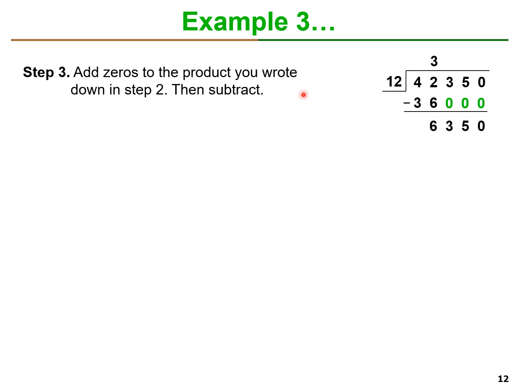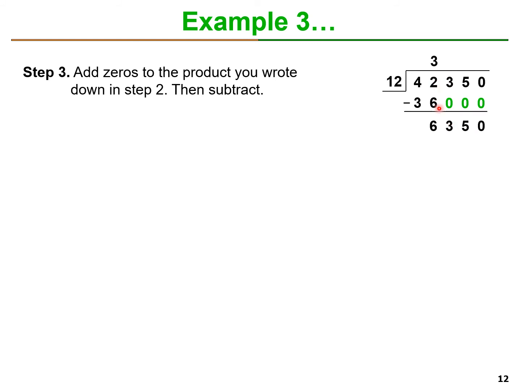Okay, add zeros to the product we wrote down in step 2. So we're going to add 1, 2, 3 zeros so that this number has the same number of digits as the dividend. Then subtract. 0 minus 0 is 0. 5 minus 0 is 5. 3 minus 0 is 3.